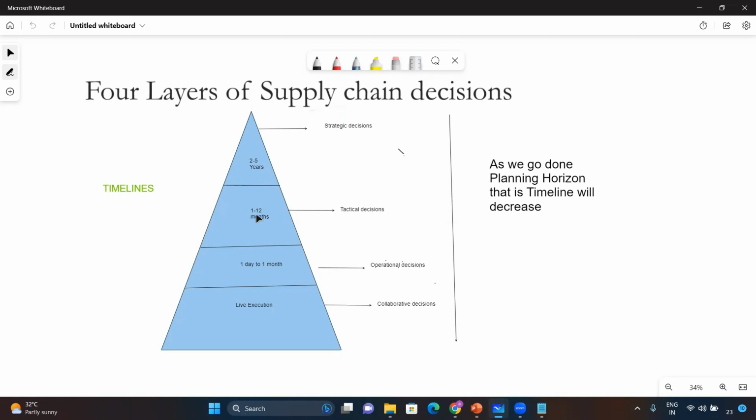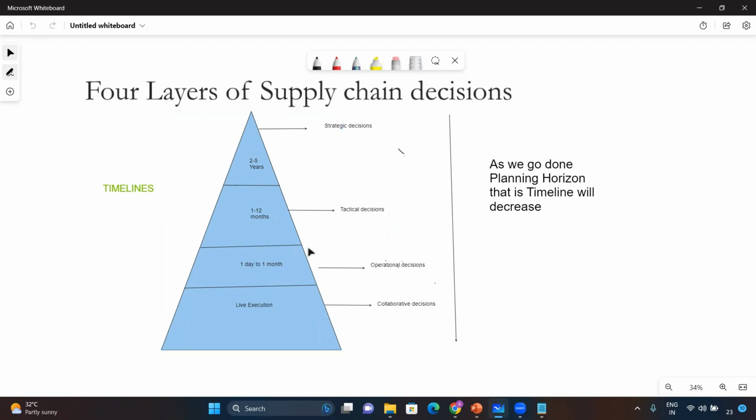Okay, now the second layer is tactical decisions. What are tactical decisions? These decisions are made to support the strategic decisions and ensure that the supply chain is working efficiently. For example, in the strategic decision, we have decided where to set up the plant. Now here, we have to decide how to set up inventory management or production planning. These tactical decisions are generally made by mid-level managers. And the duration of these decisions is 1 to 12 months.